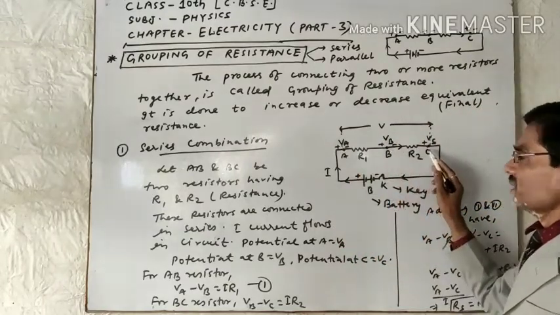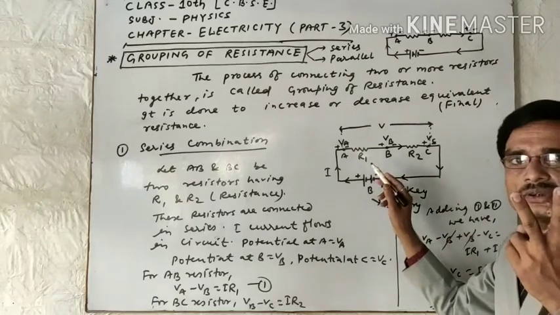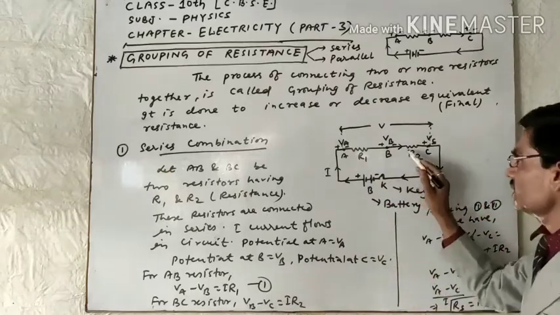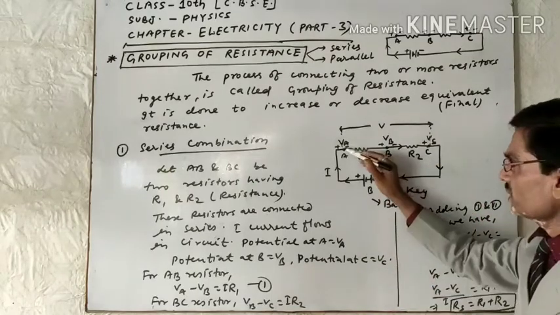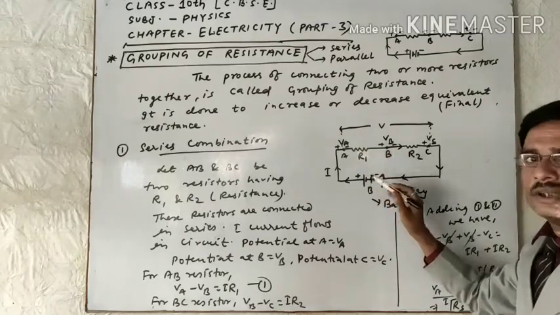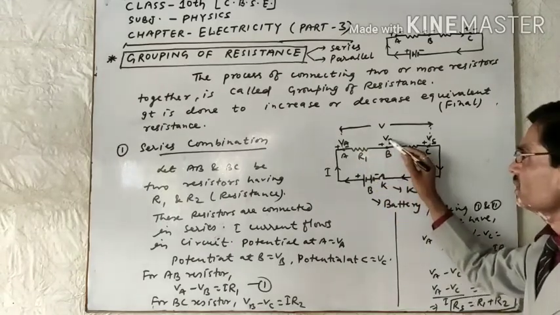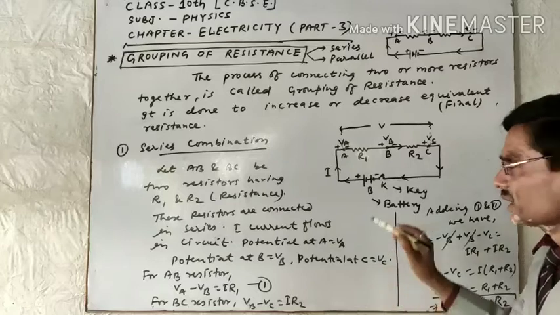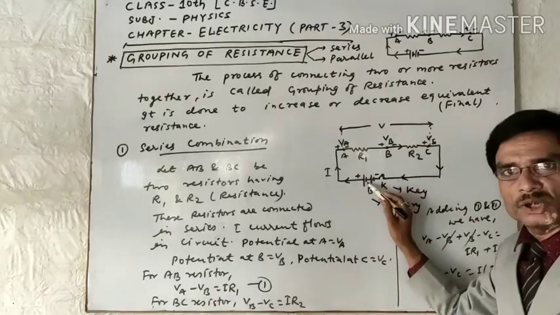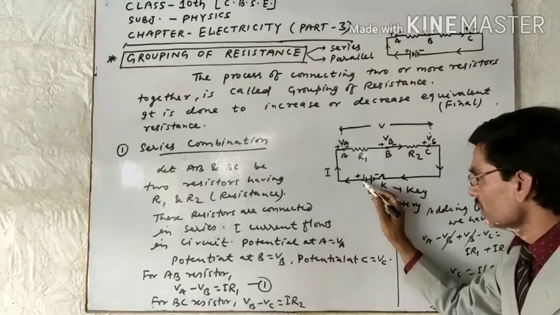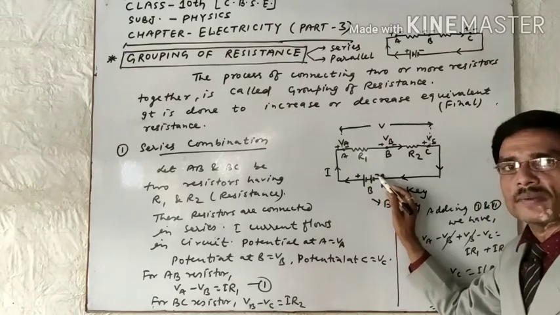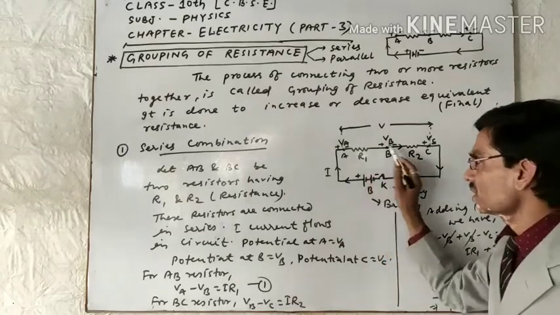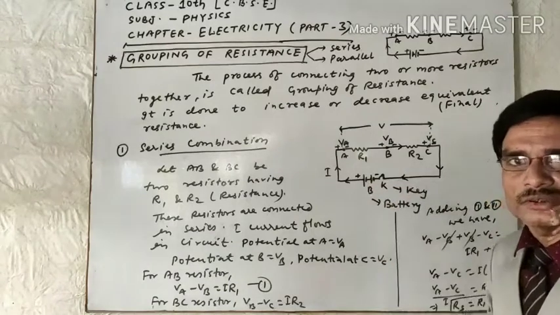AB and BC, these are two resistors. AB has resistance R1 and BC has resistance R2. Here the potential at A is VA, the potential at B is VB, and the potential at C is VC. Here both resistors are connected with the positive and negative terminals of a battery. This is the positive terminal and this is the negative terminal. What is the value of current flowing? Suppose I current flows in the circuit.